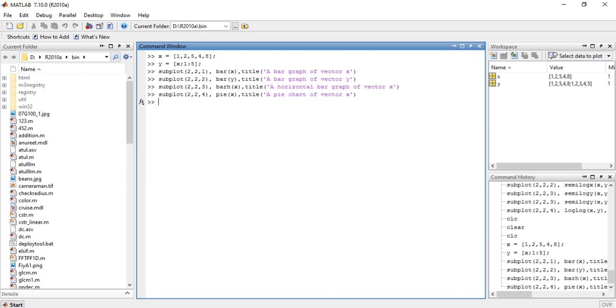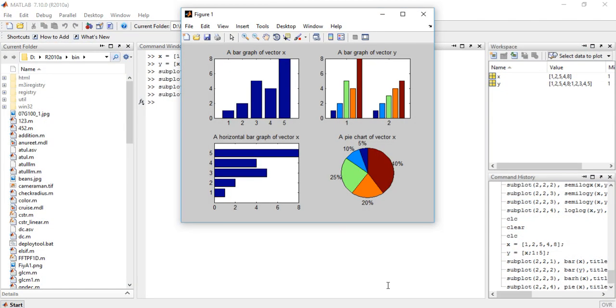So I'm going to open the figure window. So this is our pie chart. So these are the commands which are used to draw or represent bar graphs and pie charts. So next type is histogram.